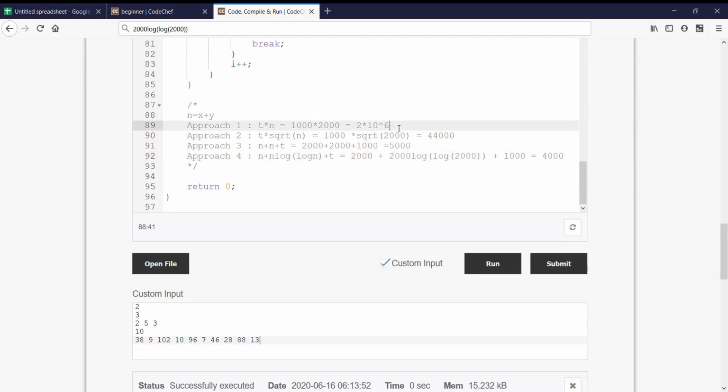So in approach 1 it was of the order of 10 to the power 6, and in approach 4 the complexity is only around 4000. So we can see the difference. Approach 4 is also known as the sieve of Eratosthenes. This is the best approach for prime numbers when there are multiple test cases and we have to check whether the numbers are prime or not.